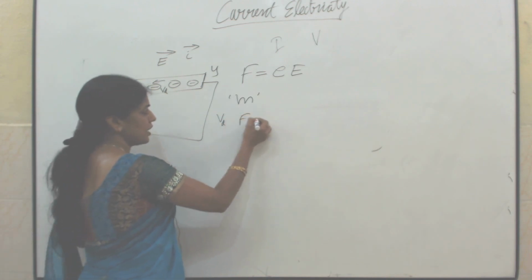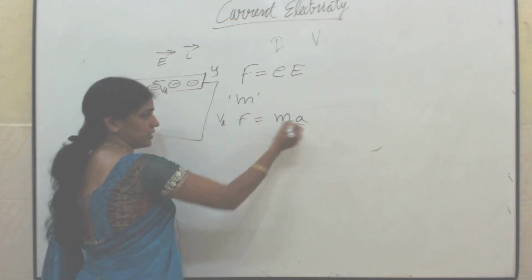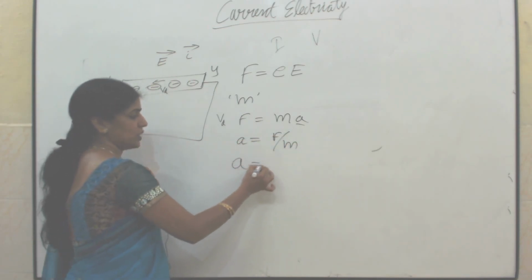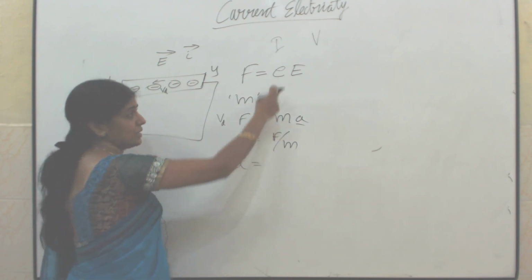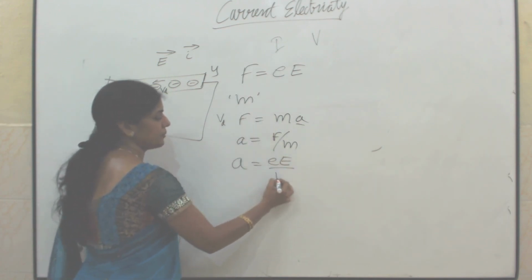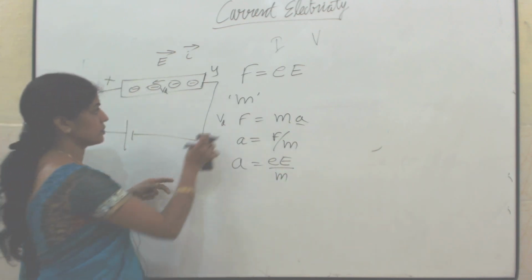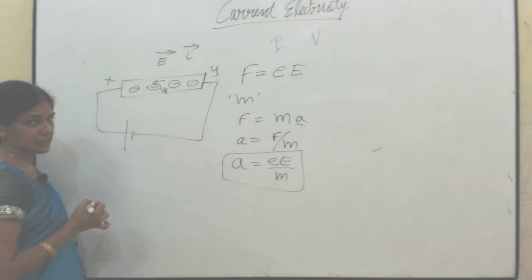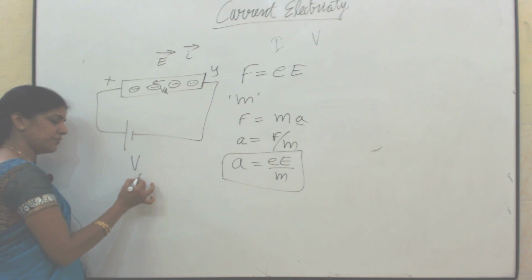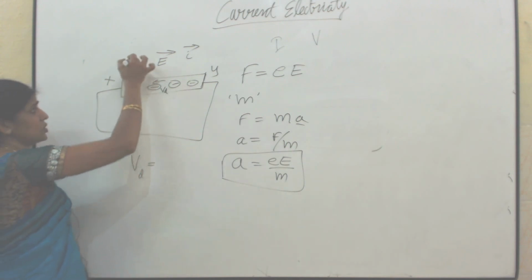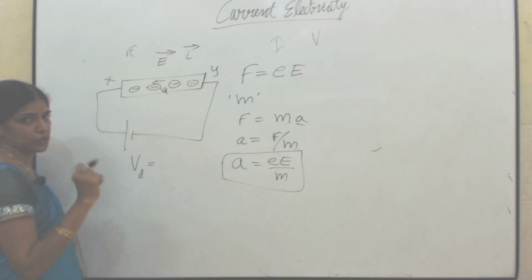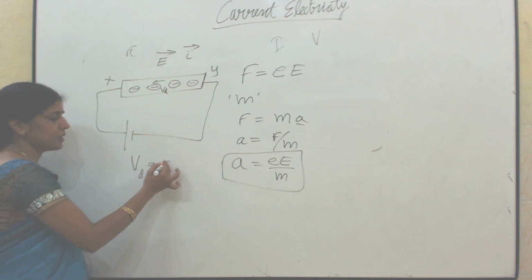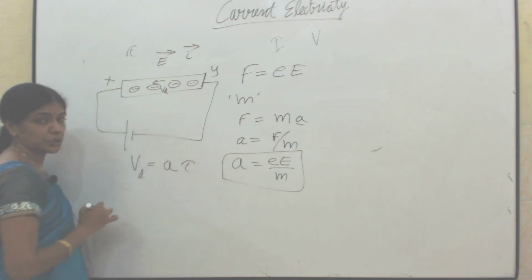Here you can calculate the acceleration from a equal to F by m. What is F here? The force. How much force is it gaining? It is given by eE by m, so this much acceleration these electrons will be gaining. We know the velocity formula. Let tau be the time taken between two successive collisions, and vd the drift velocity. I can write the velocity as acceleration into time taken.